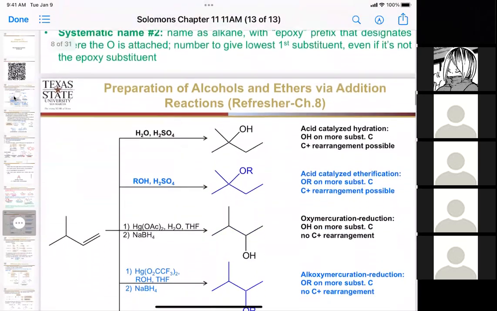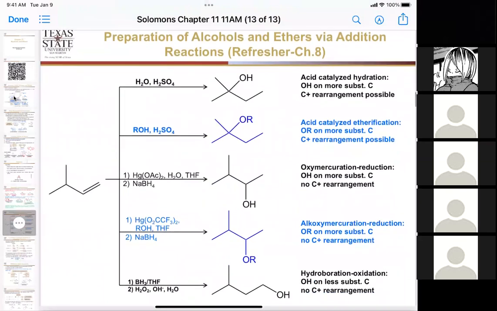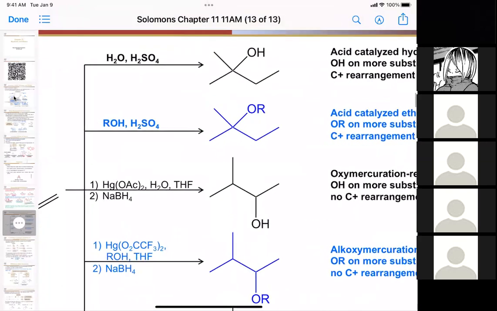All right. So let's review how to make some alcohols. We've learned how to make alcohols before, and we're going to use some of these in this chapter and add some new ones. We can do sulfuric acid and water, or dilute sulfuric acid with water, and we always get the more substituted product because it goes through that carbocation intermediate. We can do the same thing with alcohols to make ethers. Same mechanism, except we don't have that water in there. We do the reaction in methanol or ethanol, and then we can get an ether. Again, we have a carbocation rearrangement, and we get the more substituted ether in this case.